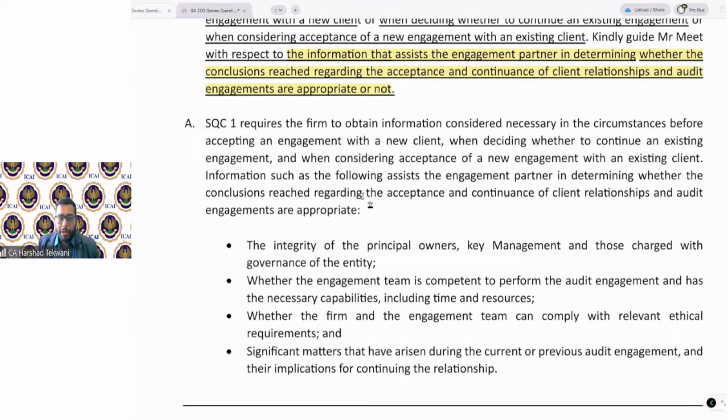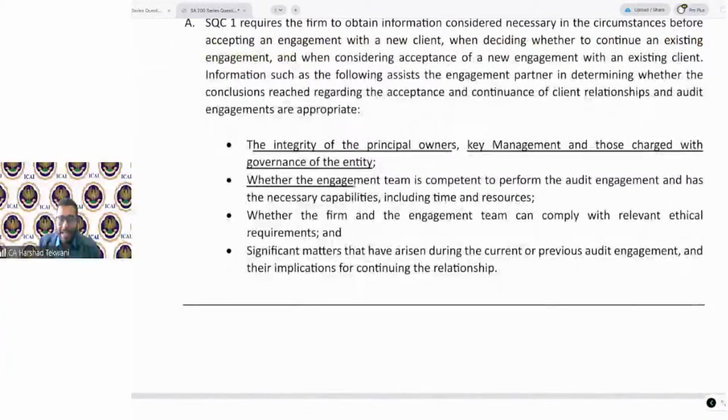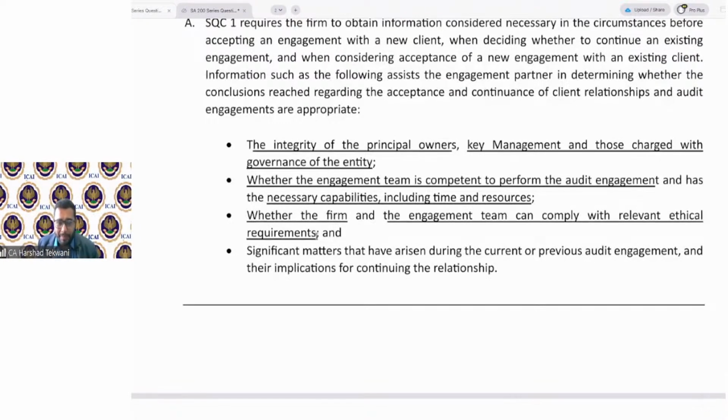Okay. Now, there are certain things that the auditor or the engagement partner should look into, or should gather to determine whether the conclusion reached are appropriate or not, and that includes integrity of the principal owners, key management, and those charged with governance of the entity, whether the engagement team is competent to perform the audit engagement and has necessary capabilities, including time and resource, whether the firm and the engagement team can comply with the relevant ethical requirements, and any significant matters that have arisen during the current or previous audit engagement, their implications on the continuing relationship. These are the four areas.